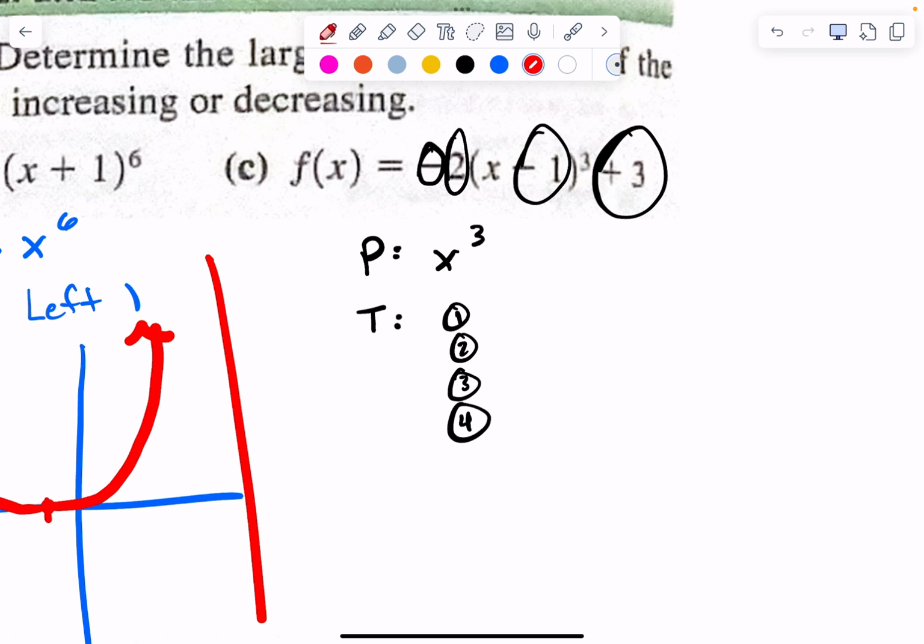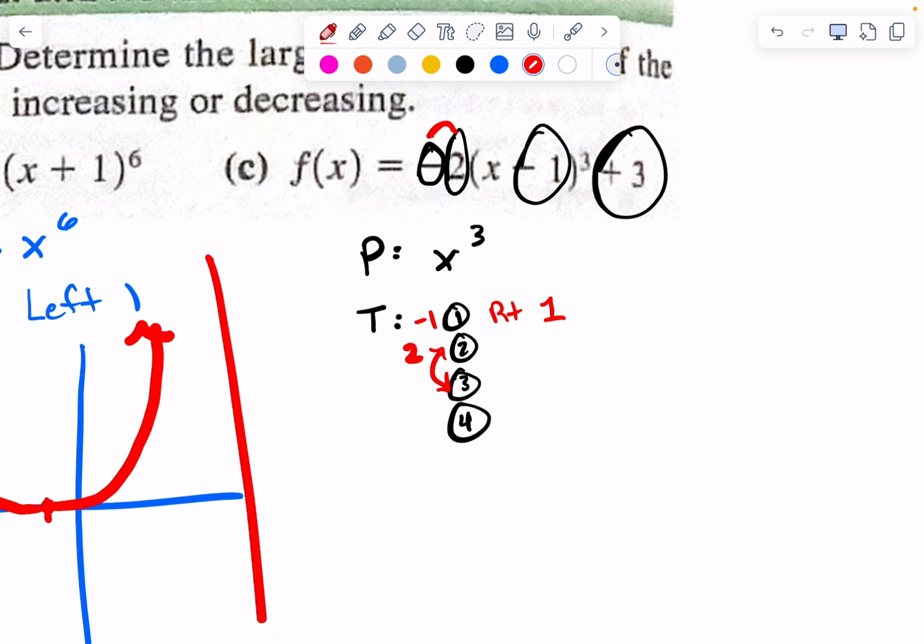Negative 1. So he's going to the right 1. Okay, which one's going to come next? The 2 and the negative are happening at the same time, so you could technically switch these 2 around and it doesn't matter. Which one do you want to do first? The 2. Let's do the 2.